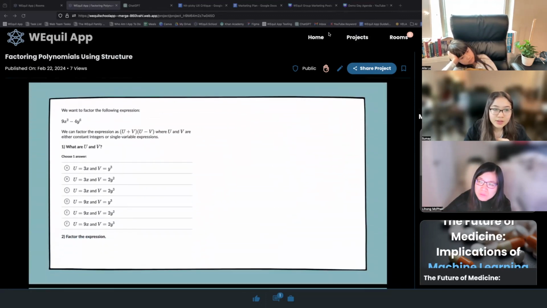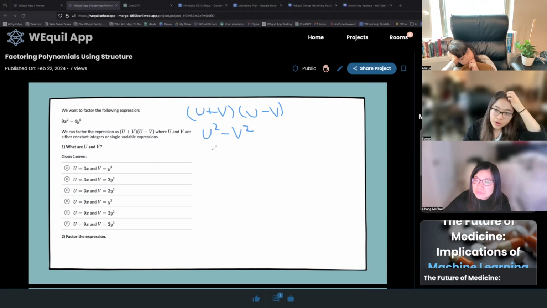And so because of this, we can know that, basically, we're just thinking, what is the square root of 9x squared? Because we know that it's getting multiplied by each other, right? The difference of squares: u plus v times u minus v is u squared minus v squared. So we just need to find what u and v are. And the u here would be 3x, because 3x squared equals 9x squared, right?